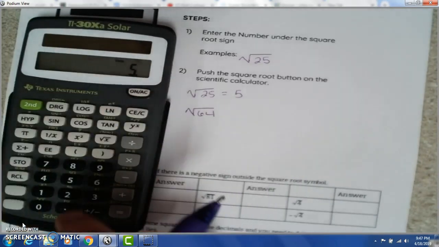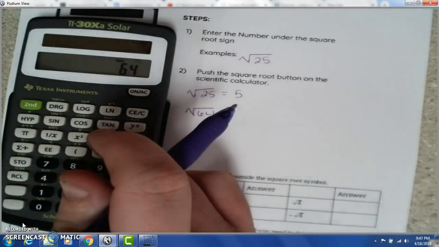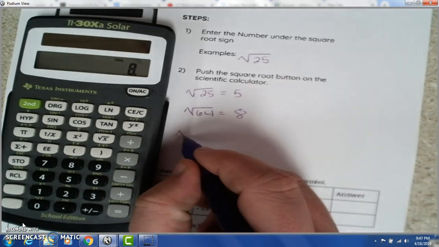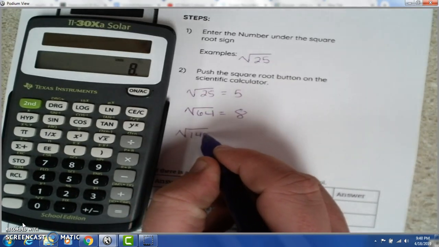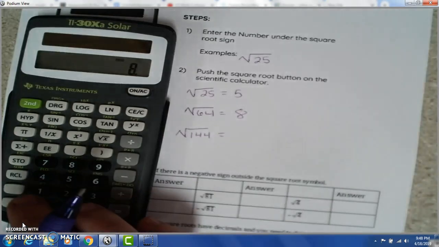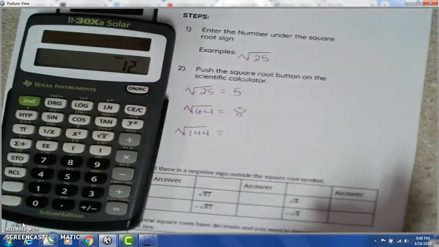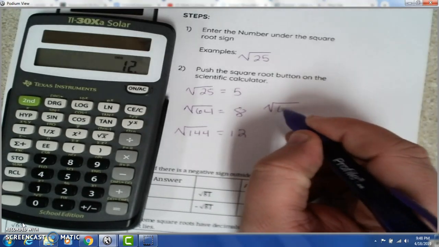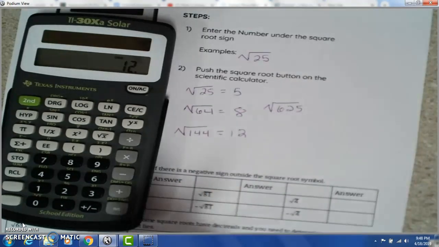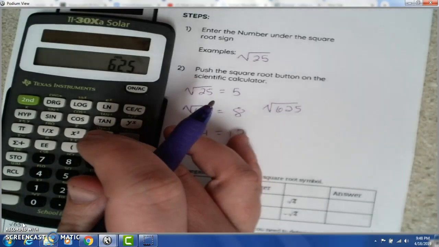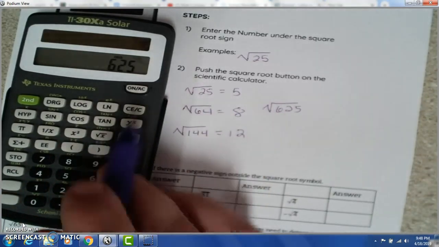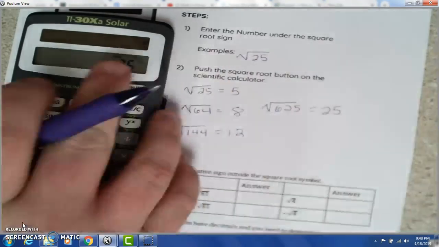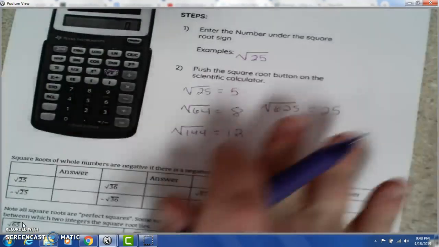Let's say you had the square root of 64. So again, 64, hit your square root button. You get 8. Say you had the square root of 144. 144, hit your square root button, it's 12. Square root of 625. 625, hit your square root button, which is right there. It's 25, okay?